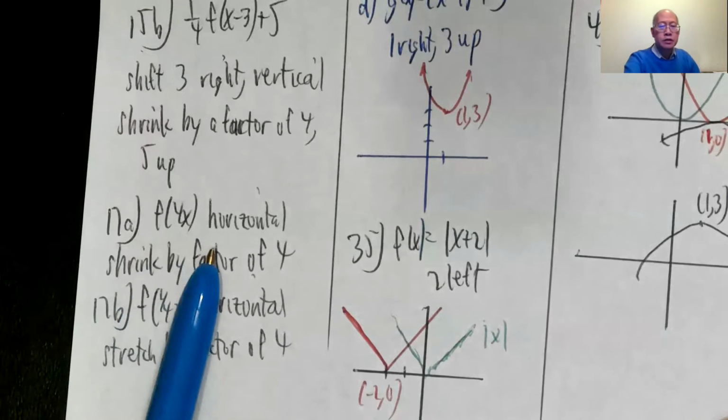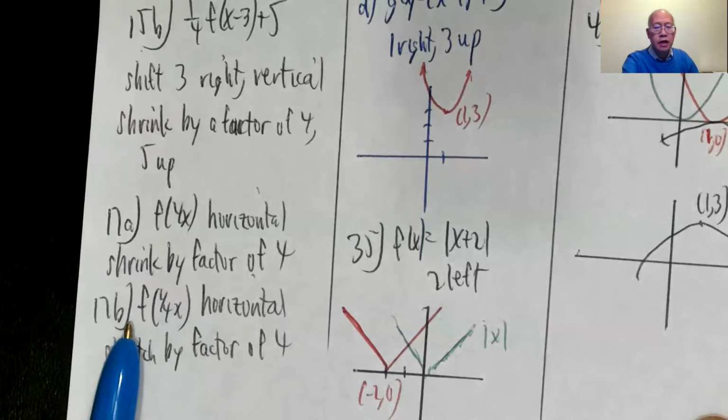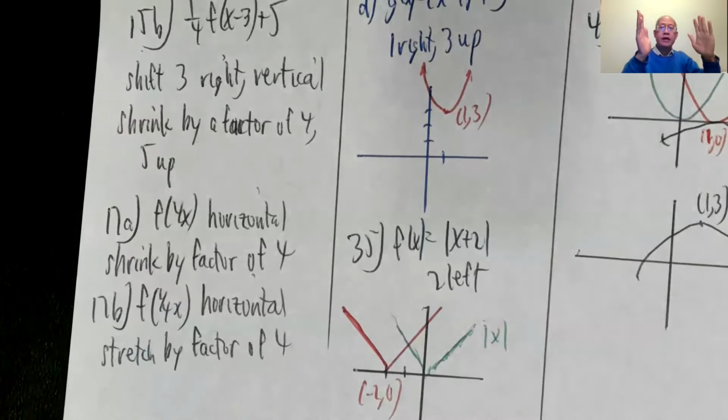F of 4x, that's a horizontal shrink by a factor of 4. F of 1/4 x is a horizontal stretch by a factor of 4. Okay, so A is shrinking, you're moving it this way. Stretch, you're moving it back out this way.